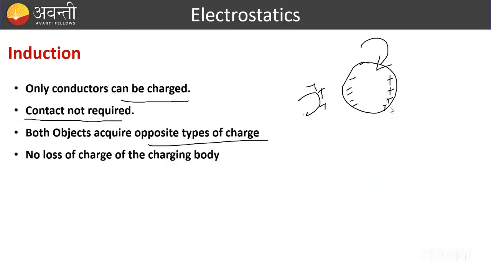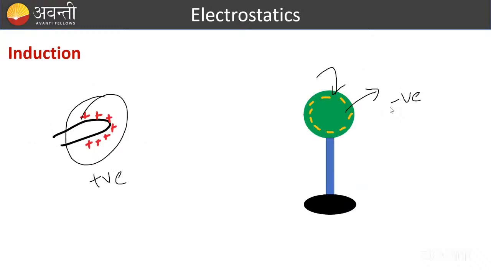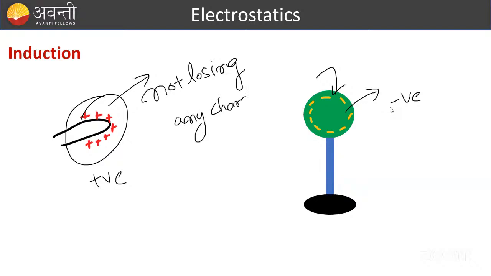No loss of charge of the charging body. Unlike the contact method, in the conduction method the rod that had charge initially was giving some of its charge to the body, but here no such transfer is happening. So this is not losing any charge, right? This is not losing any charge. Okay, so this thing is happening here.